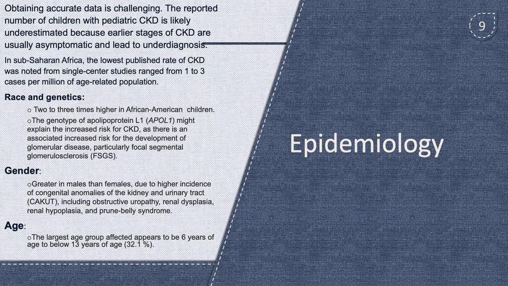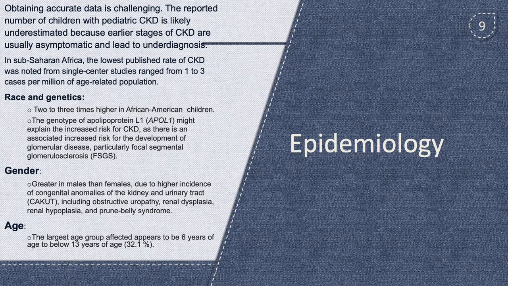Other factors that can affect the epidemiology of CKD include race and genetics. We see that it is 2 or 3 times higher in the African American population. The genotype of APOL1 might explain the increase of CKD, as there is an associated increased risk for the development of glomerular disease, particularly focal segmental glomerulosclerosis, or FSGS.